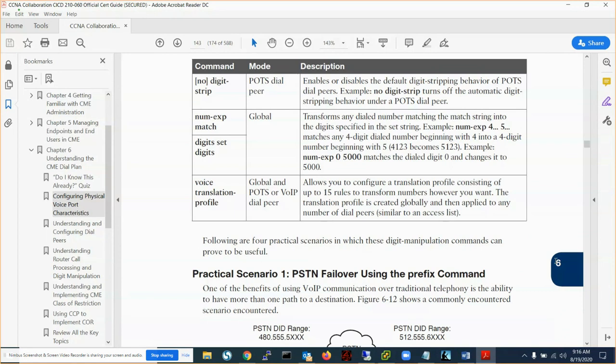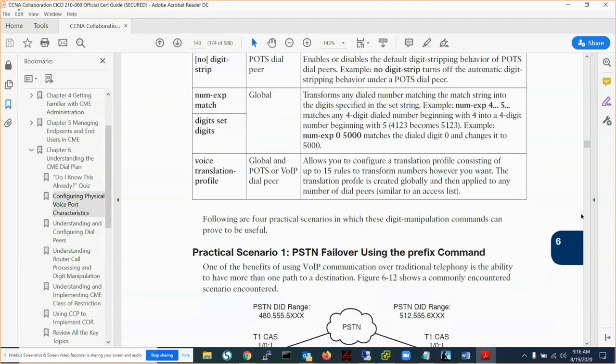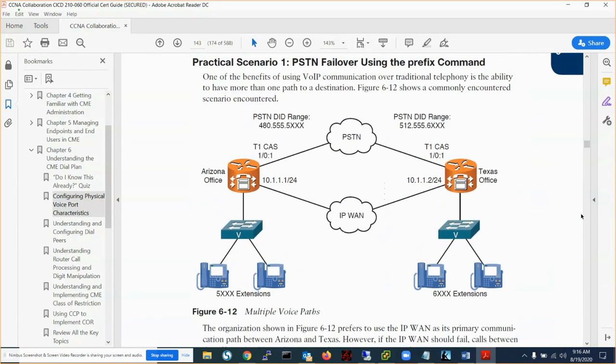Then you have digit strips. And I showed you some voice translation profiles yesterday. Right? So let me see the scenarios here, and we'll get more practical. So, practical one, PSTN failover using the prefix command. One of the benefits of using voice communication is the ability to have more than one path to a destination.